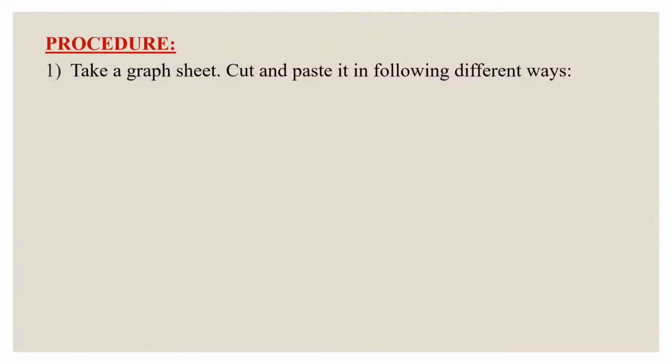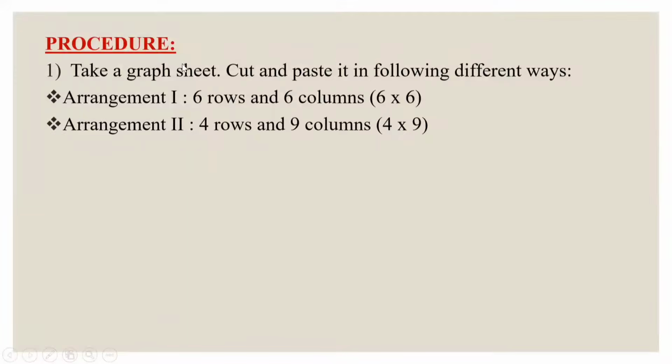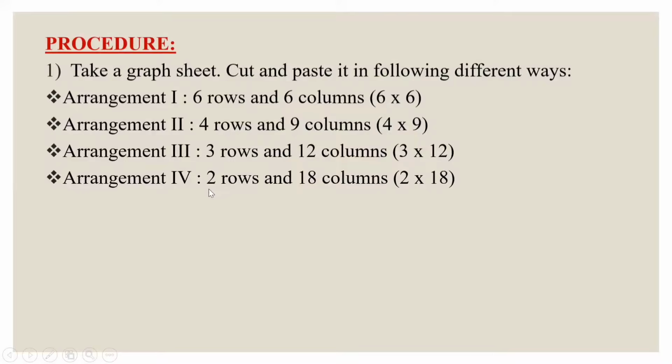Let us see the procedure. I take a graph sheet and cut and paste in the following different ways. First of all, the first arrangement of 36 small squares can be arranged in the form of 6 rows and 6 columns. Second way, 36 small squares can be arranged as 4 rows and 9 columns. Another way can be 3 rows and 12 columns to give me 36 squares. And finally, I can take it to be 2 rows and 18 columns.